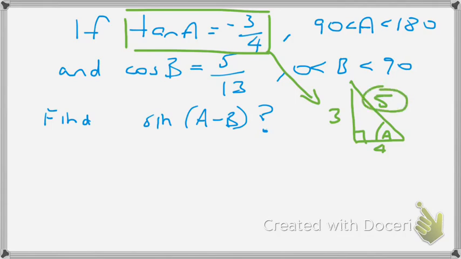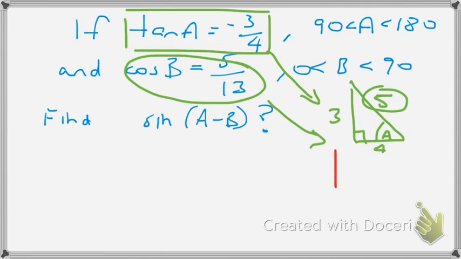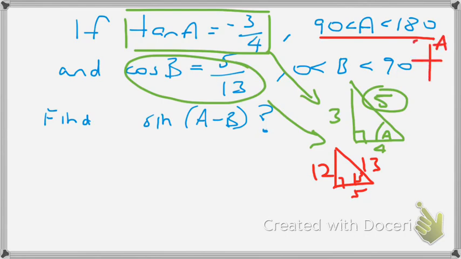Okay, and then if I do the same thing here, same thing here, let's change colours, because we can. So I get another triangle with a B in it, and a 5 and a 13, and Pythagoras tells me that that's a 12. Now, the fact that A is in the second quadrant means that sine is positive and cos is going to be negative, and that's going to be important soon. The fact that B is acute means that they're all positive.